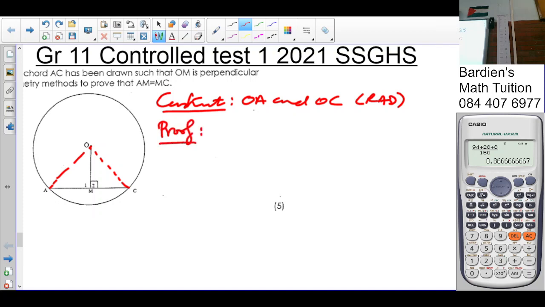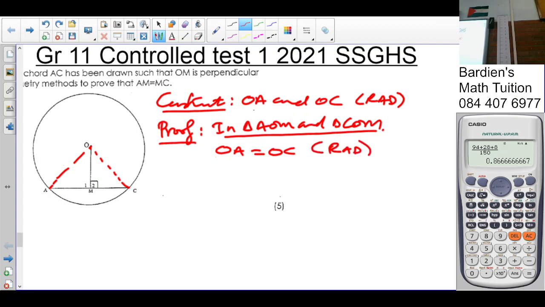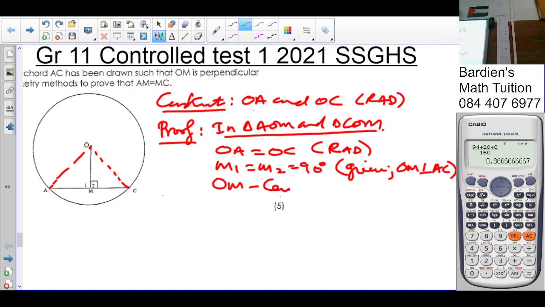Proof. So we're going to prove that triangle AOM is congruent to triangle COM. So you say in triangle AOM and triangle COM, what can we say? We can say that OA is equal to OC. Why? It's your radius, we can say from construction. Then M1 is equal to M2, which is equal to 90. That was given, that OM is perpendicular to AC. Then OM is a common side. Okay, it's in both triangles. And this is enough to conclude congruency.